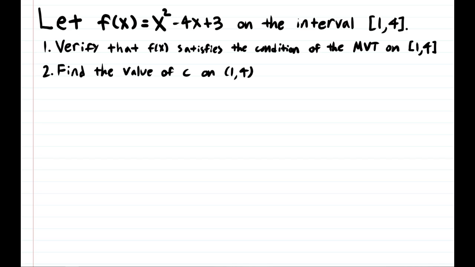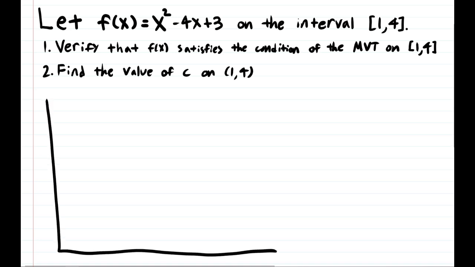Let's start off by seeing if our function satisfies the conditions of the MVT. We can do this by drawing out our function f of x, which is a pretty simple quadratic polynomial, which means that it is differentiable and continuous at all points. So we can check off number 1, it does meet the requirements. Number 2, find the value of c on 1 to 4.